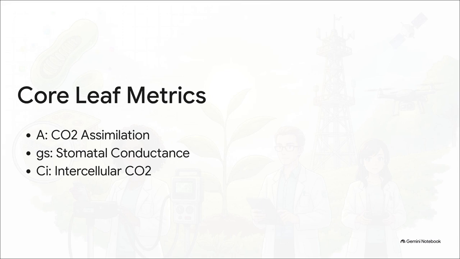But what everyday metrics actually feed that model? Well, think of it kind of like taking a plant's breathing rate. There are 3 core metrics we care about. First is A, the net CO2 assimilation rate, and we measure that in micromoles. Then there's gs, or stomatal conductance, which measures the gateway for gas exchange in moles of water. And finally, Ci, the intercellular CO2 concentration, measured in parts per million. So you've got the inhale, the gateway, and the internal capacity.